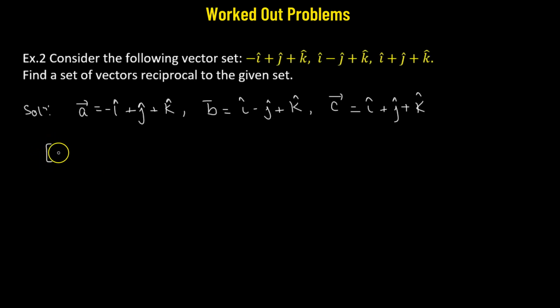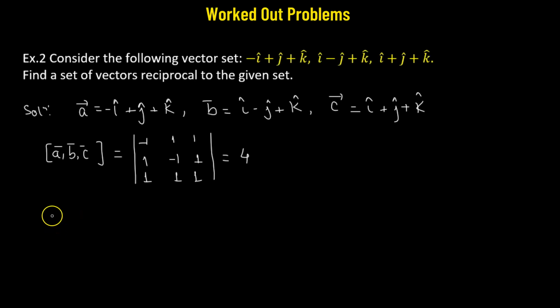Fine. So let's begin by determining the scalar triple product of the vectors A, B, and C. This is a 3 by 3 determinant. In the first row, we have components of vector A, so that will be -1, 1, 1. Second row, we have components of vector B, so that will be 1, -1, 1. In the third row, we have components of vector C. And when we expand it along the first row, this is going to give us a value 4. Right. Now, I'll note down the value.